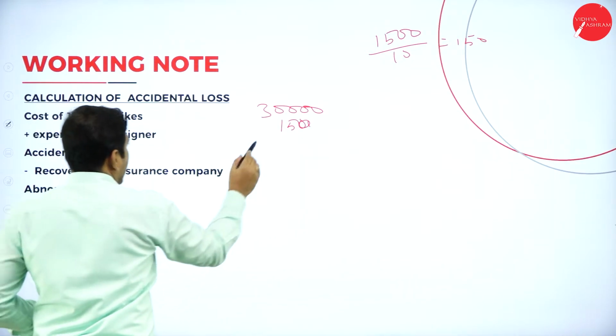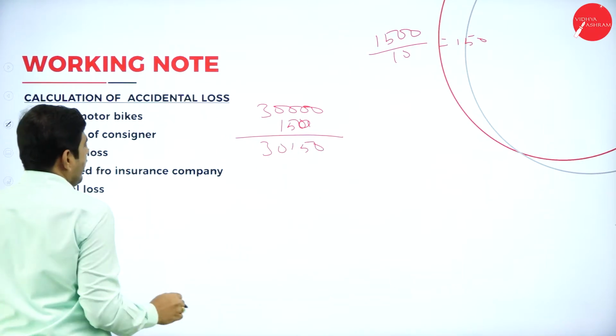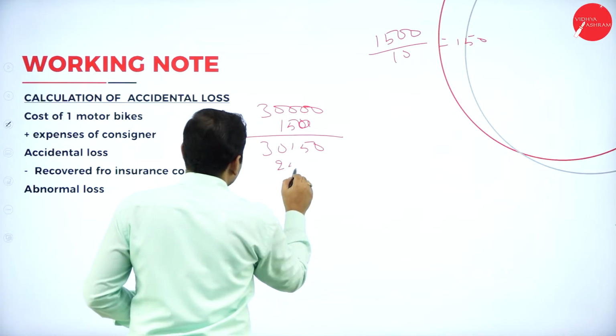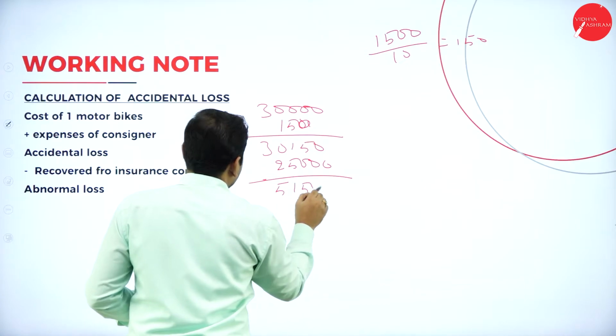Next one, this is the accidental loss. 30,150 is the accidental loss, minus the 25,000 recovered from the insurance company. So the abnormal loss is 5,150.